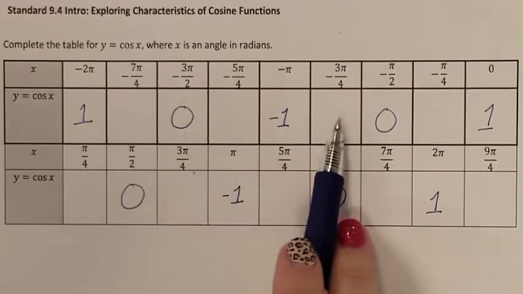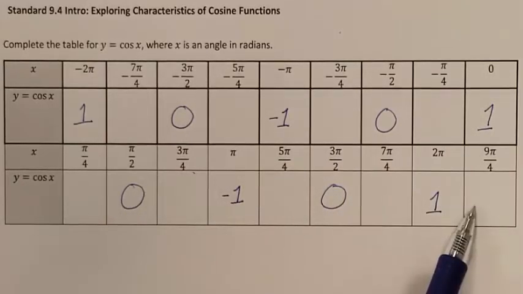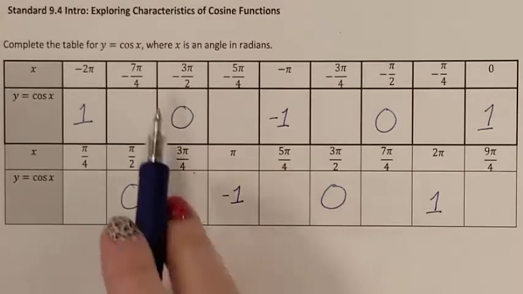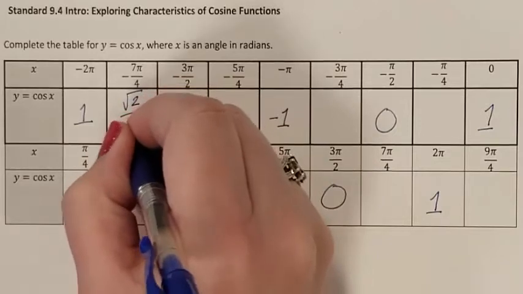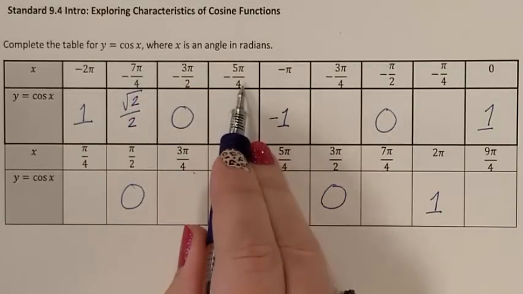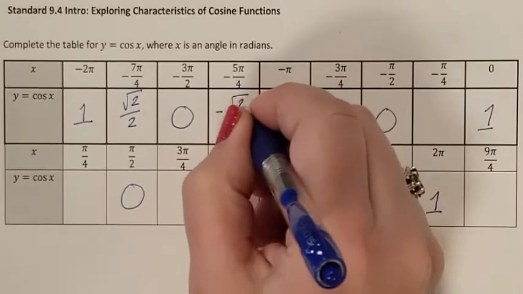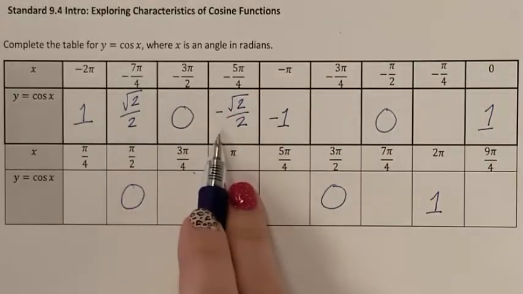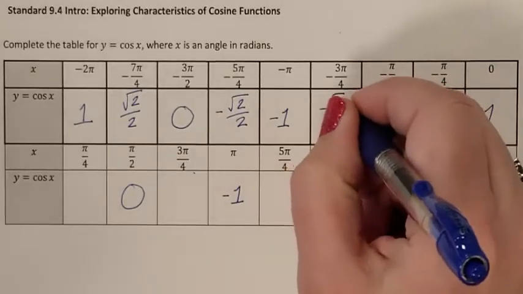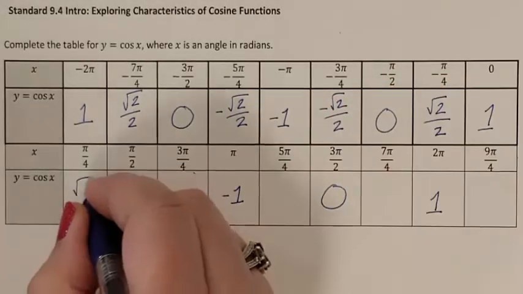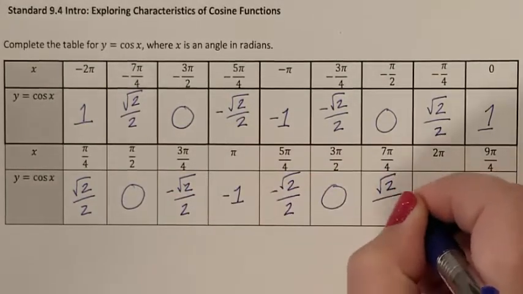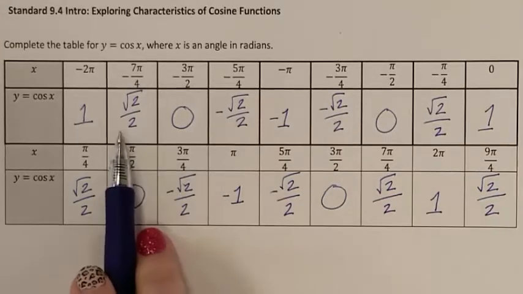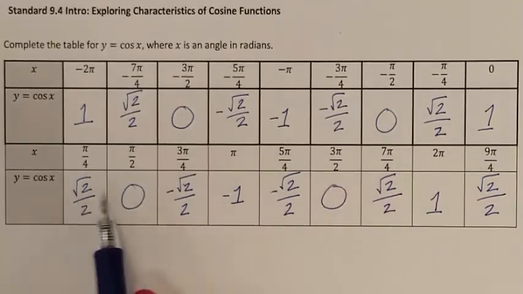All of the remaining values, which are fourths, are going to be the square root of 2 over 2. Just, are they positive or negative? Negative 7 pi over 4 is the positive square root of 2 over 2. Negative 5 pi over 4 is a negative square root of 2 over 2. So positive, negative. This one is going to be negative, and then positive. Positive, then negative, negative, positive, positive. So positive, negative, negative, positive, positive, negative, negative, positive, positive. Looks like they come in pairs of 2.